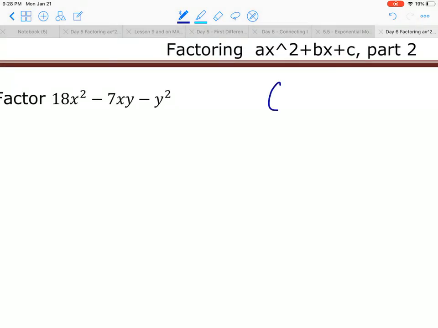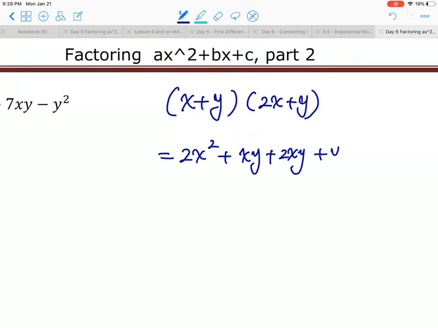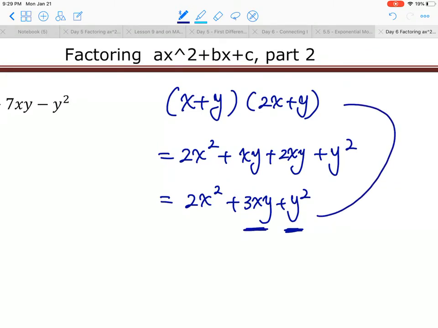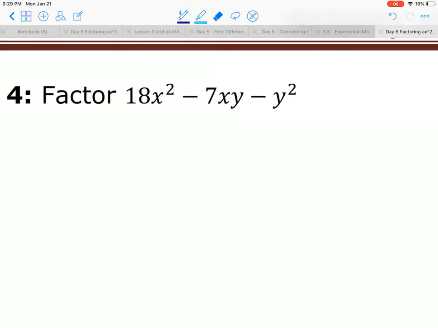So think of this way. Sometimes if you have x plus y and then 2x plus y, now this becomes 2x squared plus xy plus 2xy plus y squared, and then it becomes 2x squared plus 3xy plus y squared, correct? So if you have y squared and xy in your expanded form, in your factored form, you must have y's in the brackets, okay? So remember that part. Now, so then let's take a look at this one.